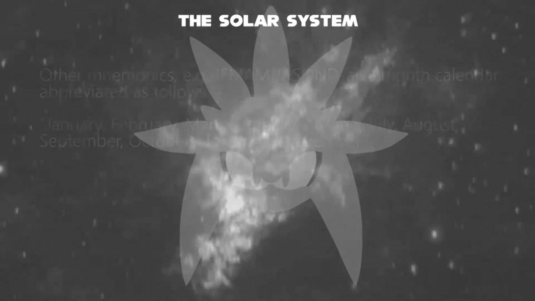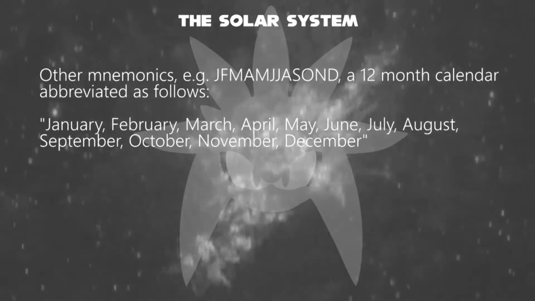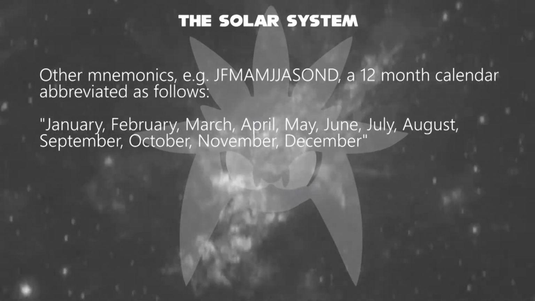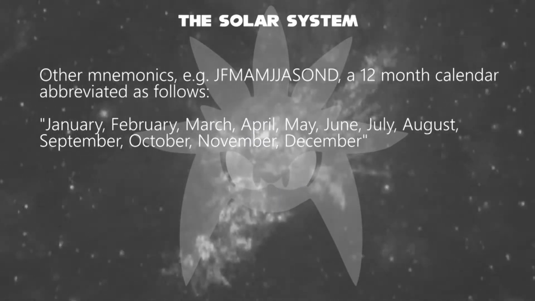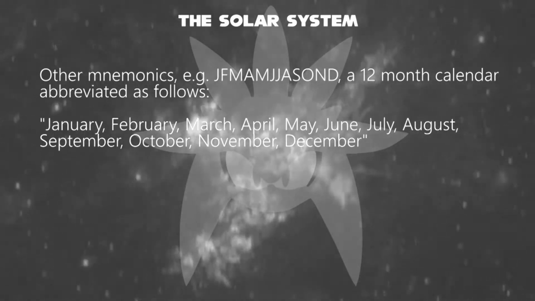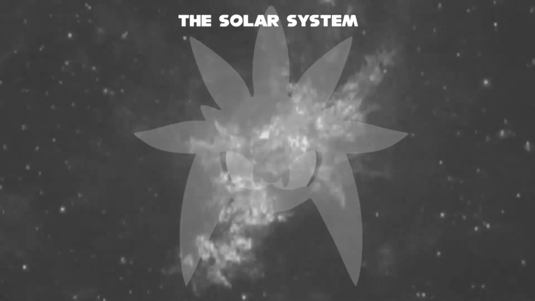You can try lots of mnemonics like JFMAMJJASOND, which belongs to the order of the months in a calendar, that is January, February, March, April, May, June, July, August, September, October, November, and December. There are 12 months in a year.